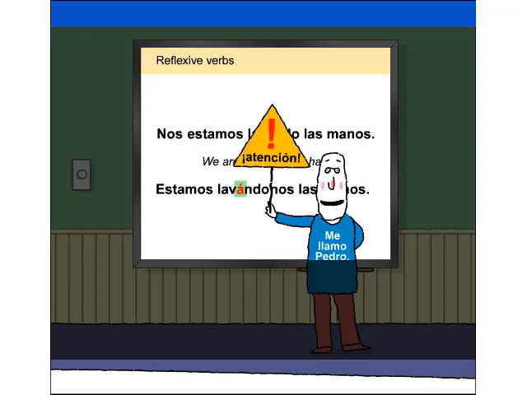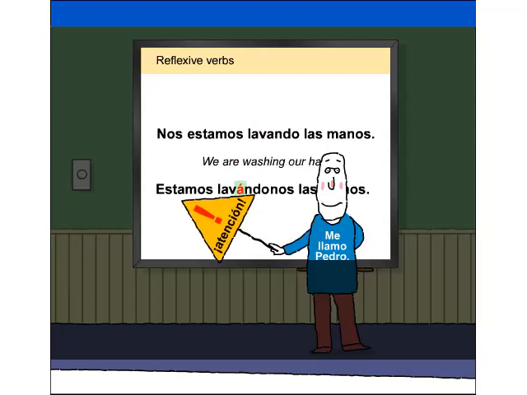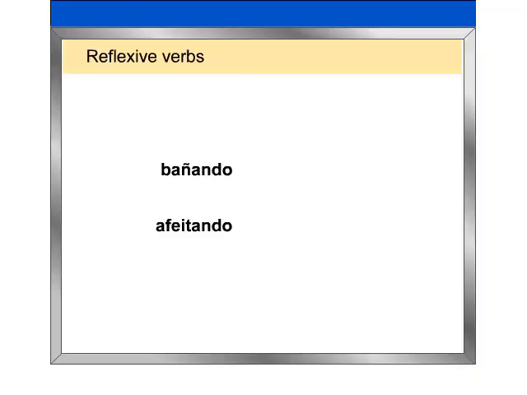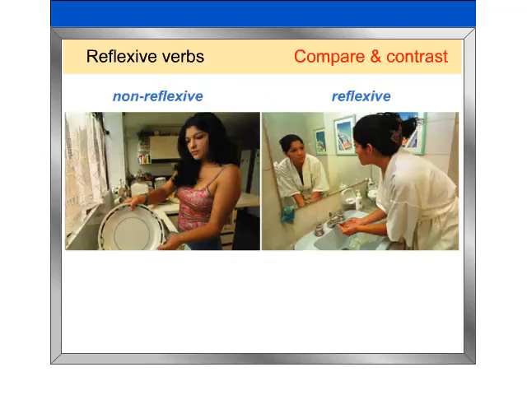Atención! Did you notice the accent mark in the sentence, estamos lavándonos las manos? Well, when a reflexive pronoun is attached to a present participle, an accent mark is added to maintain the original stress. Here are some other examples. Bañando, bañándose. Afeitando, afeitándose.